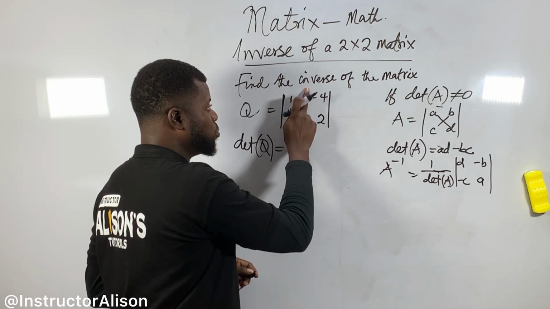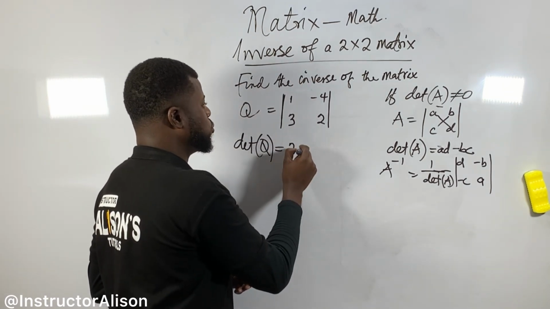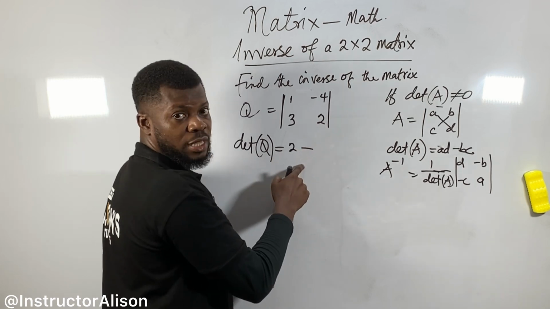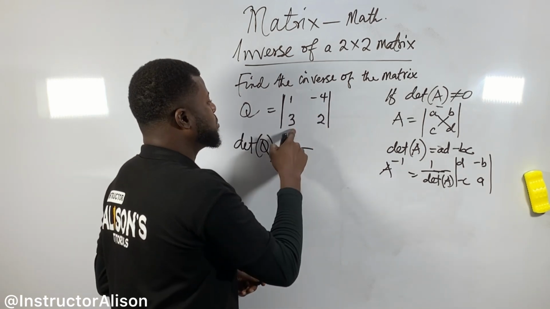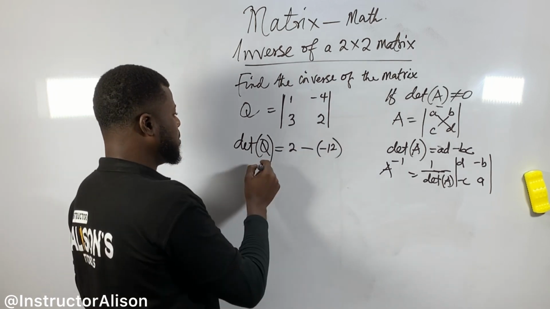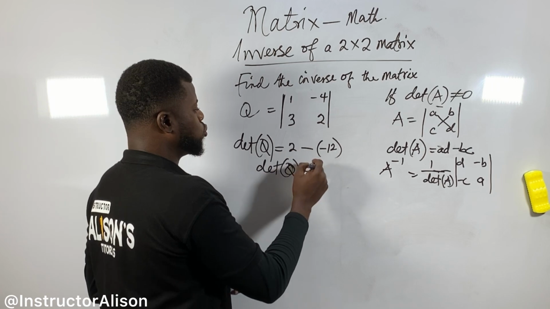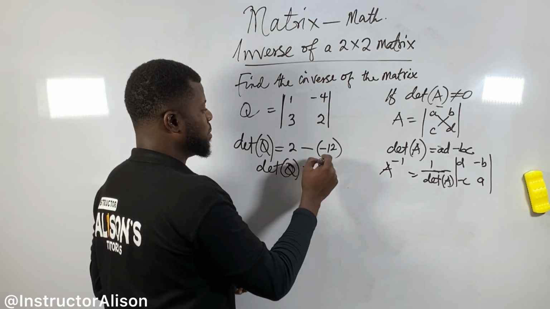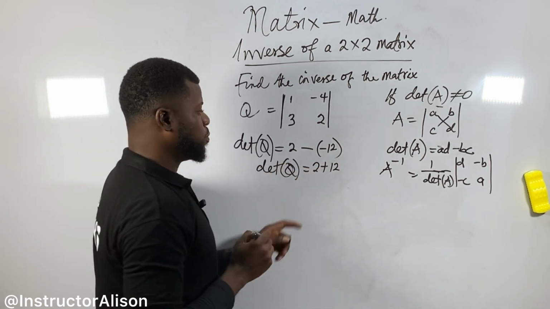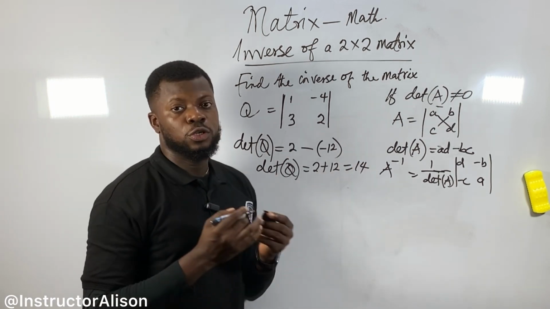Don't forget, we need a 2 put down, but just say the negative sign there. So 1 times 2 will give you 2, minus that negative sign. Then negative 4 times 3 will give you negative 12. So the determinant of matrix Q will equal 2 minus negative 12, which is 2 plus 12. This will give us 14. This is the determinant of matrix Q, and it is not 0.